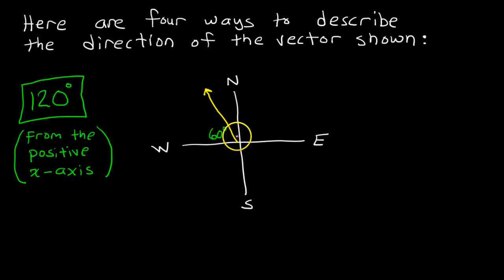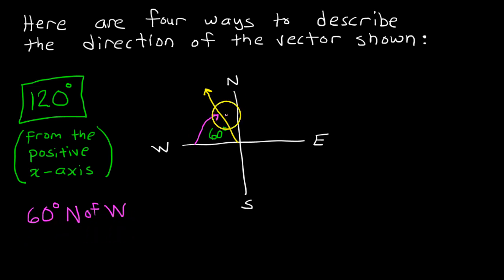The second method is to say how far the vector is, how many degrees it is, from west or north or east or south. For example, this vector is 60 degrees above west, or we could say 60 degrees north of west. So that's another way we could describe direction. 60 degrees north of west.